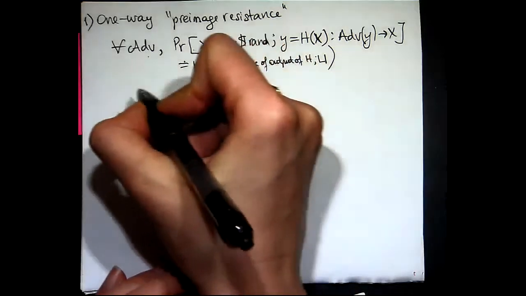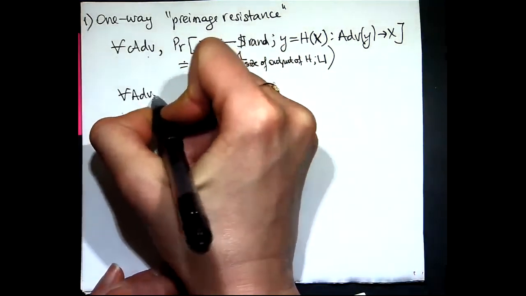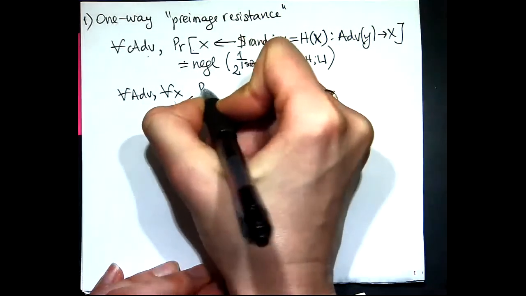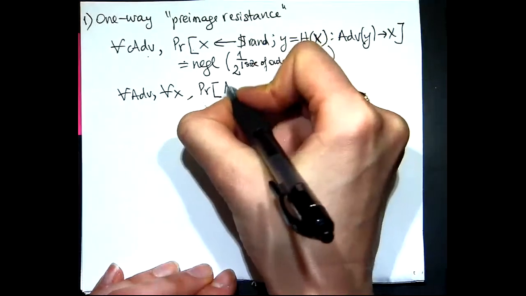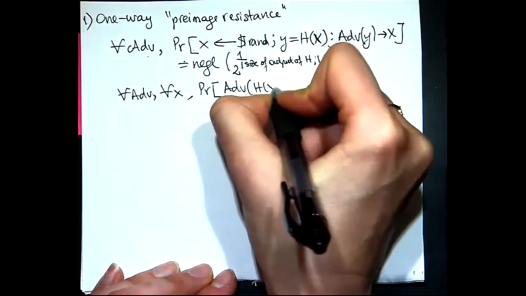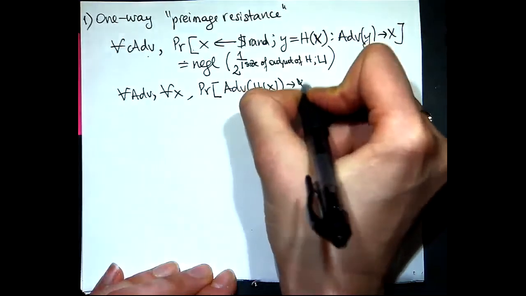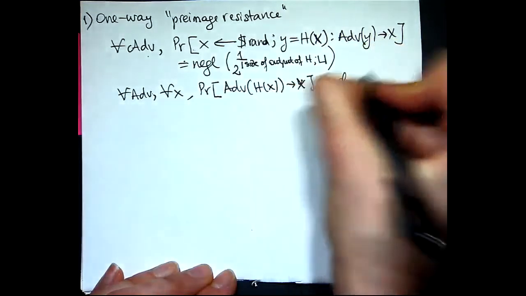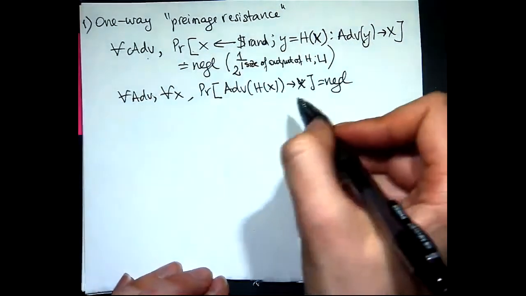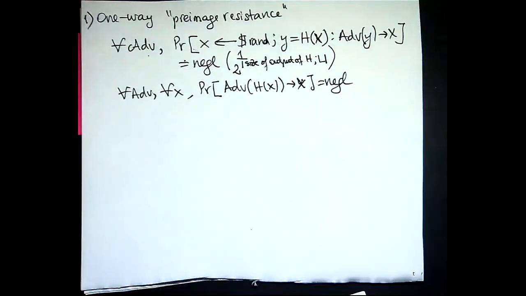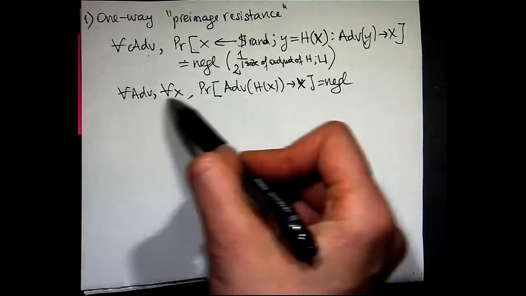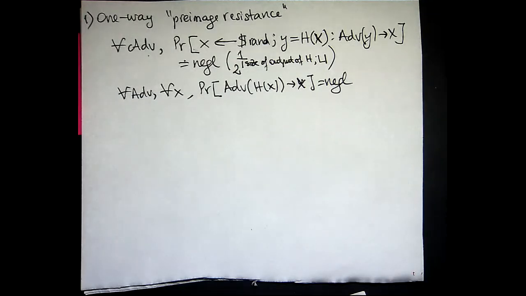Basically, I'm saying, what if I had something like this? For all adversaries, for all X's, the probability that the adversary, given the hash of X, produces X should be negligible. Again, I don't want this, but why is this a definition that's actually not attainable? I cannot construct a hash function that will be one way in this way.